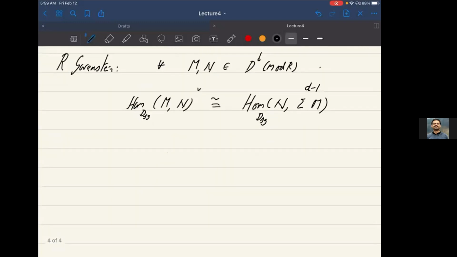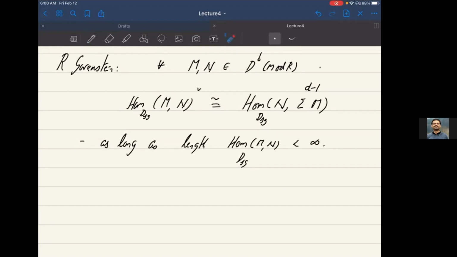And of course, for this to make sense, as long as the length of it is finite, because I'm taking duals here with respect to the injective hull. So this is sometimes called Buchweitz's duality or Auslander duality. Buchweitz's duality.